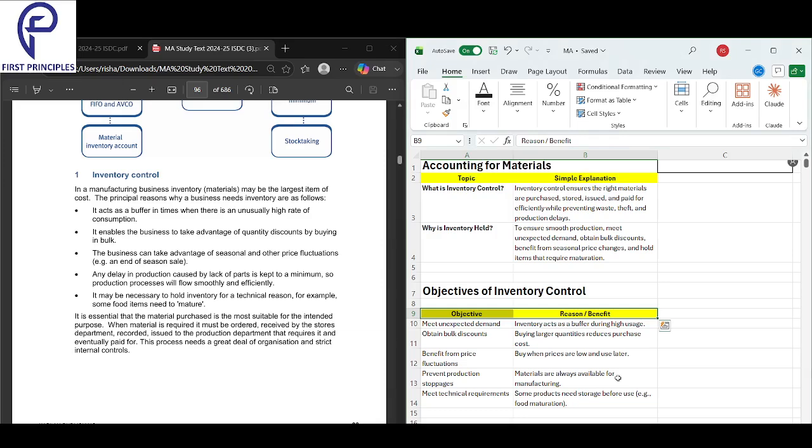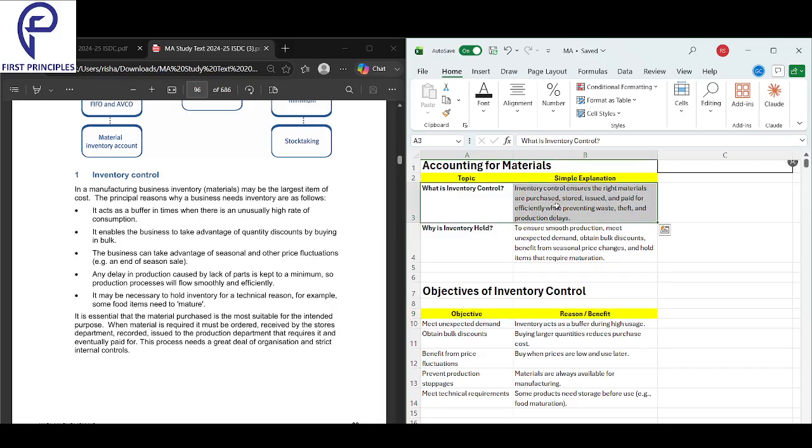Firstly, what is inventory control? Just to understand every bit of it in a simplistic sense, inventory control ensures that the right materials are purchased, stored, issued, and paid for efficiently, while there is no wastage, no theft, and no production delays. It's making sure the right materials are bought, stored, issued, and paid for. There is no waste, no theft, no production delays. That is the meaning of inventory control.